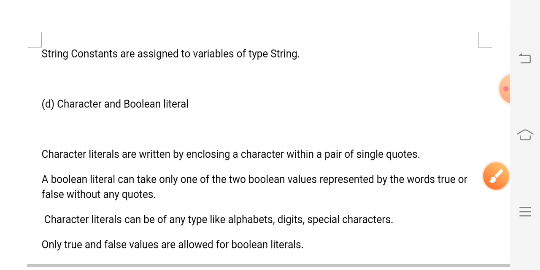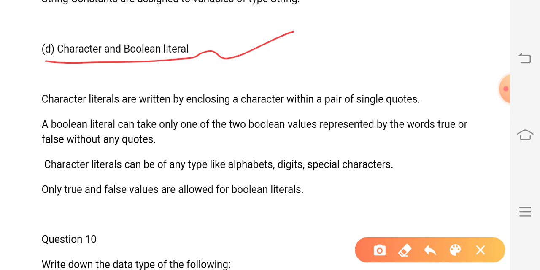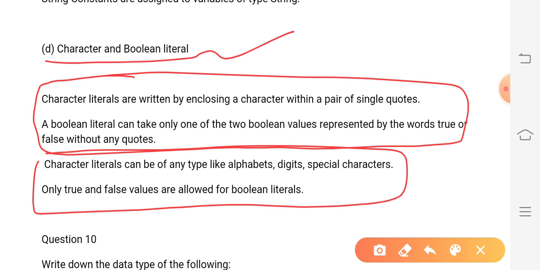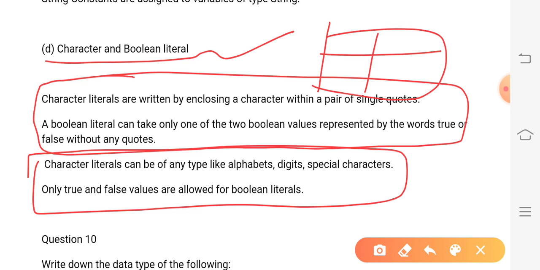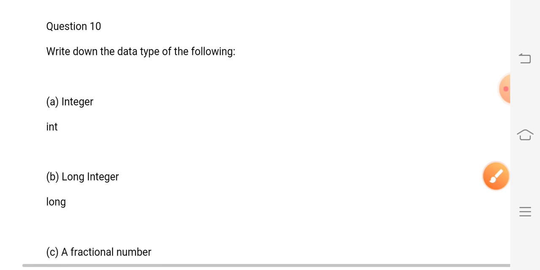Next one, D, character and boolean literal. So here again, this is your first point for character and boolean literal, and this one is your second point. Again write the answer in table form. Done. After it, question number 10, write down the data type of the following.